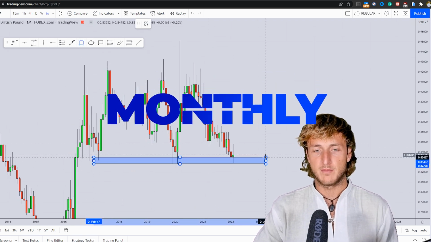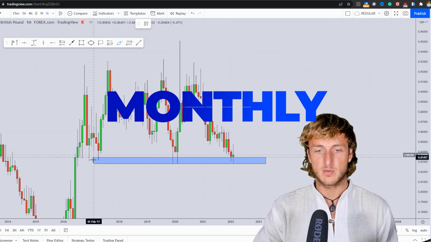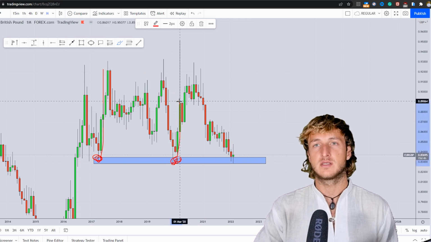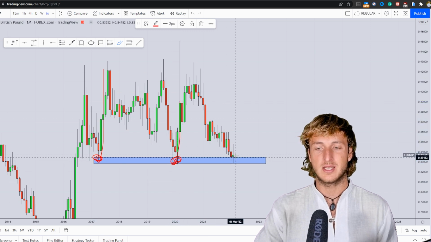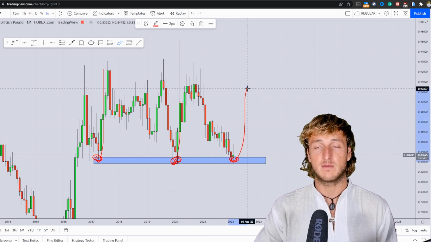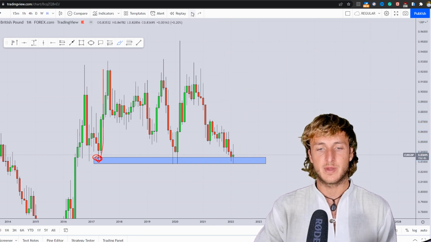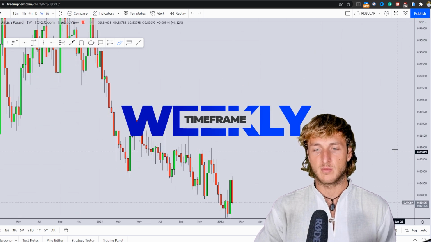Now, starting from the monthly, what we can see is that from here the market created all this move to the upside. Again, here the market tested and immediately got rejected to the upside. At the moment, we're testing this exact same level of support and demand from which we could expect a potential rejection higher. Dropping down on the weekly time frame, what do we have?